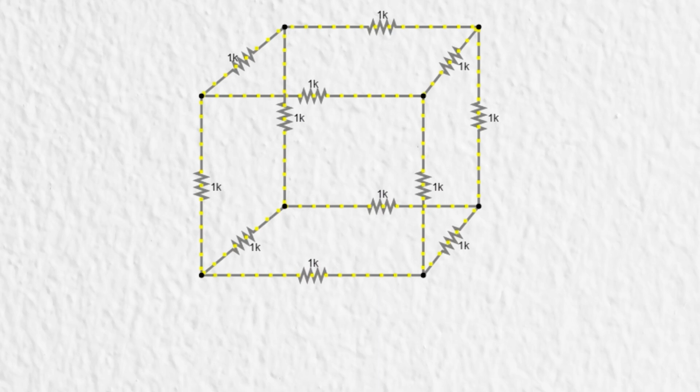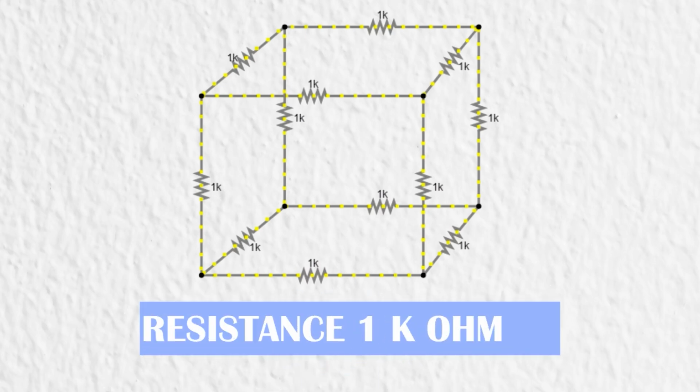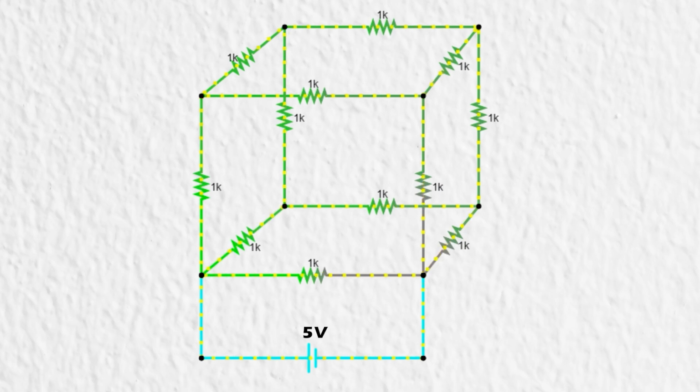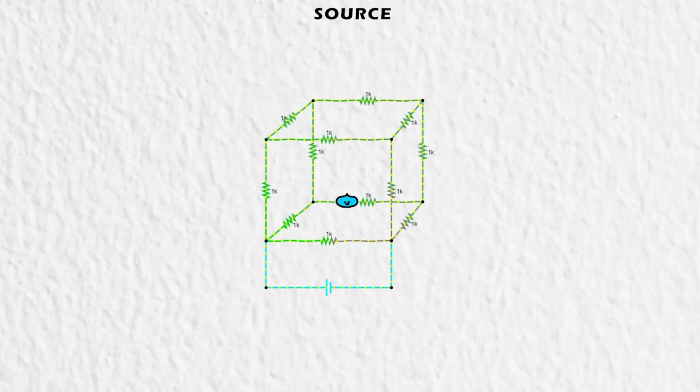Here we have a cube resistive network with all the resistors having a value of 1 kilo ohm. To better understand what is happening in the circuit, let's connect a voltage source across the edge, any edge, it doesn't matter. Here I have taken it as 5 volt. Now if we consider this point to be at a voltage of 5 volt, then this point here will be at 0 volt. That is, the 5 volt from the source gets dropped across the entire resistive network.